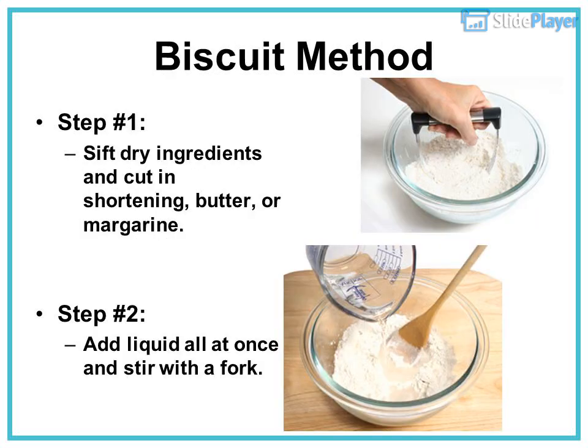Biscuit method. Step 1: Sift dry ingredients and cut in shortening, butter, or margarine. Step 2: Add liquid all at once and stir with a fork.